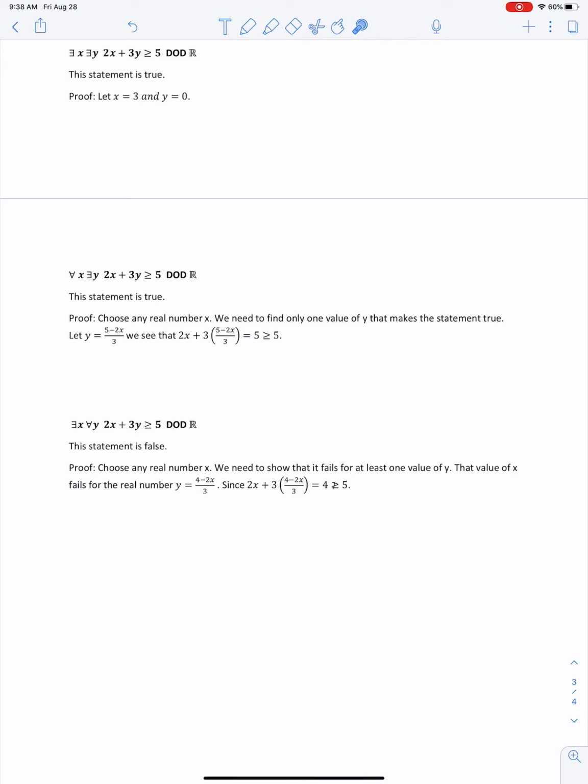But now I need to write it rigorously. This says for each x, I can find a y. I can't just say, like I did up here, let x be 3 and y be 0, because I have to show that for any x you happen to pick, I could find a y. So my argument starts out with, well, choose any x you want. Choose any real number x. I need to find a y that makes that statement true. Now that y has to be a real number.